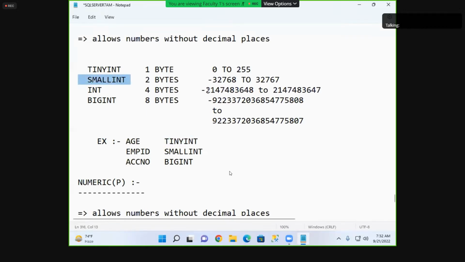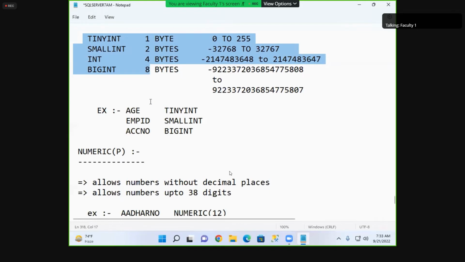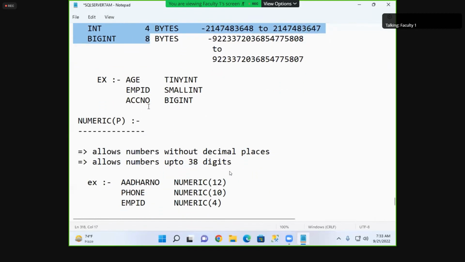Small int ranges from minus 32,768 to 32,767. So which integer type we use depends on the value. But sometimes I don't know the value, I only know the number of digits. So when you know the number of digits, then use what?